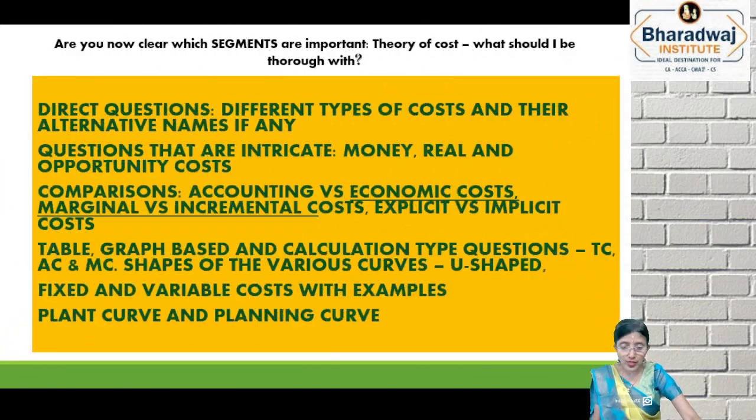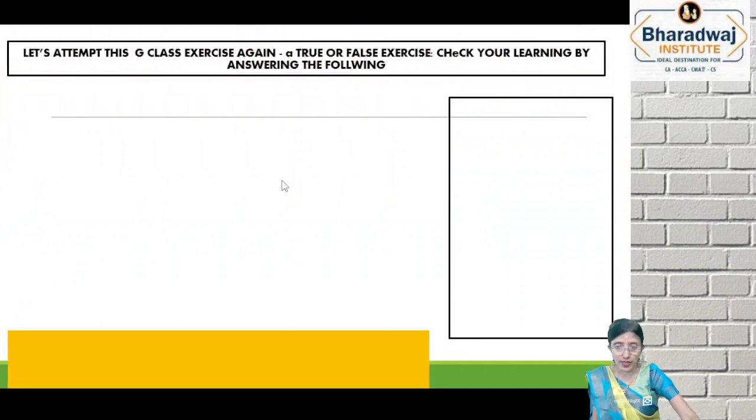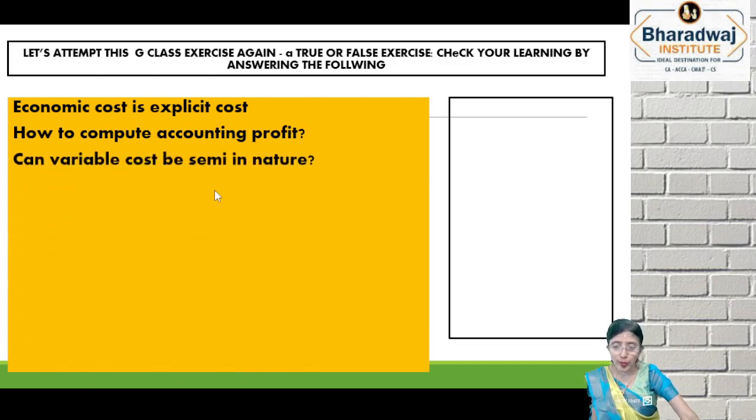Now, having revised the topic so extensively, we have to do one exercise, okay? I call it the G class exercise because we are in Google Meet, no? Economic cost is explicit cost. We have to fill it up. How to compute accounting profit? We need to know the formula for it. Can variable cost be semi in nature? You can say yes or no.